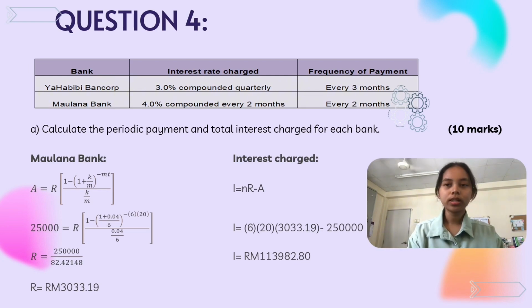Next, we're going to calculate the interest charge for Maulana Bank. We use the same formula, I equals NR minus A. I equals N is 6 times 20, times R which is 3033.19, minus 250,000. The final answer for interest charge is RM 113,982.80.